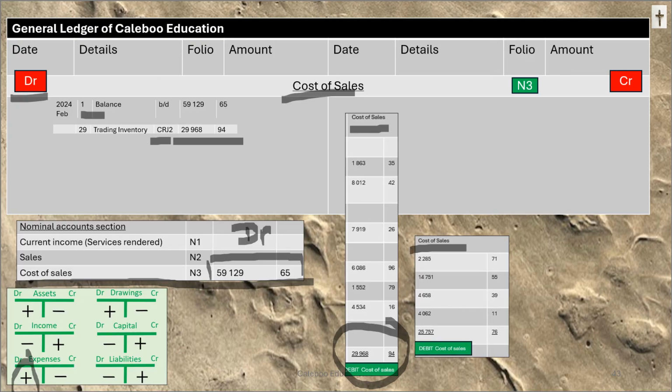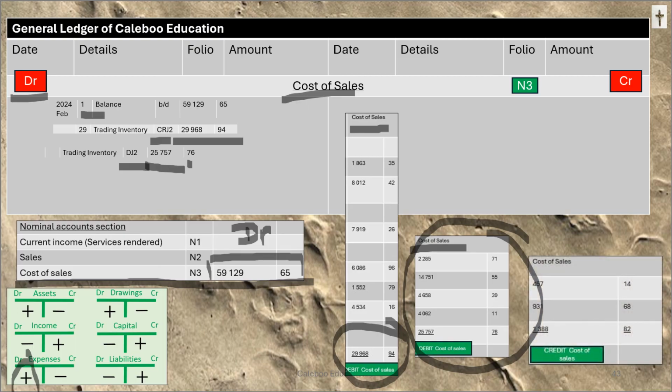Then from the debtors journal, there's the column, the cost of sales column. From the debtors journal, there was an amount of 25,757 and 76 cents posted from the debtors journal on the last day of the month. Then there was a cost of sales amount that came from the debtors allowance journal, where debtors returned goods to us. There's the amount on the credit side.